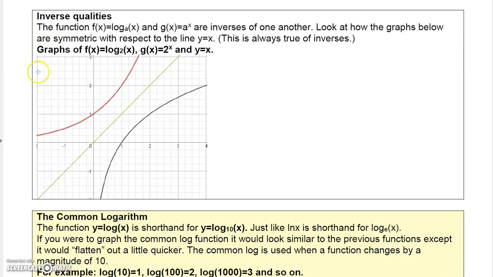Now go ahead and read this, but remember that functions that are inverses of one another, like this function is y equals 2 to the x, and then this function over here is y equals log of x base 2, and they're inverses of one another. And you might remember from algebra that when two functions are inverses of one another, they're actually mirror images across the line y equals x, which is this green line here.